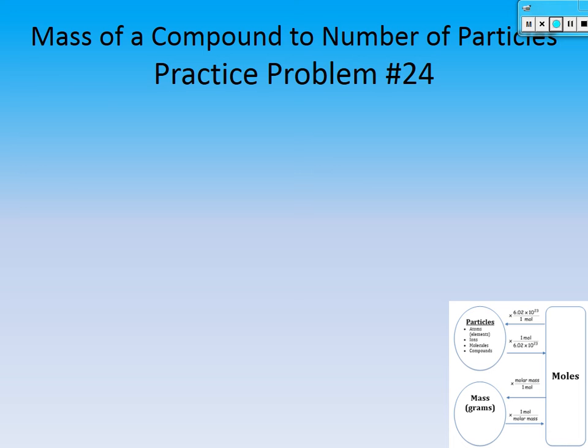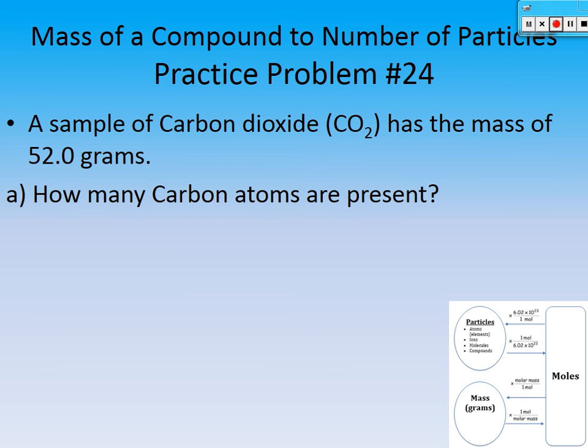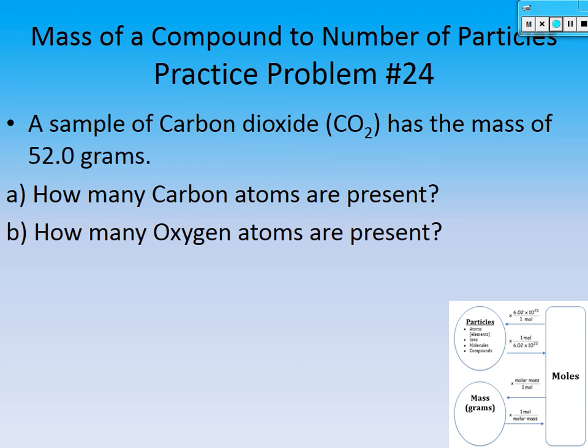All right, I've got practice problem 24, and it's got 2 parts to it. This is about as hard a problem as I could think of to finish up the chapter with. So this will be our last practice problem in this chapter. I would like you guys to try it on your own first, okay? So let's read it. It says, a sample of carbon dioxide, which is CO2, has a mass of 52 grams. There's two parts, A and B. On part A, how many carbon atoms are present? And B, how many oxygen atoms are present? So take a second, see if you can try a problem like this on your own and get it right.